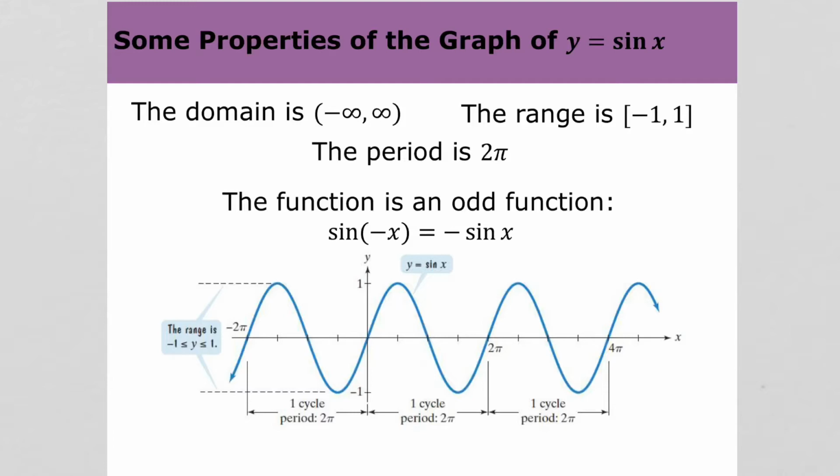The function is an odd function. We've already talked about that, and here's the reason behind that. If you have the sine of a negative number, then you get the negative of the sine of that number. So if you've got, say, a negative pi over 2, then if you put in pi over 2, you get back 1, and for negative pi over 2 you get -1.